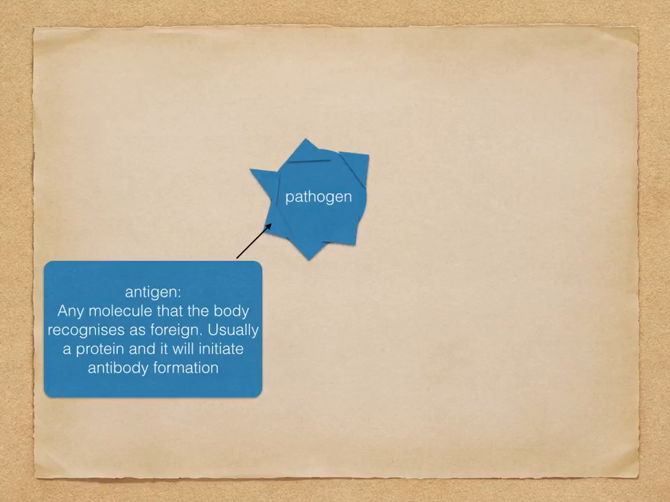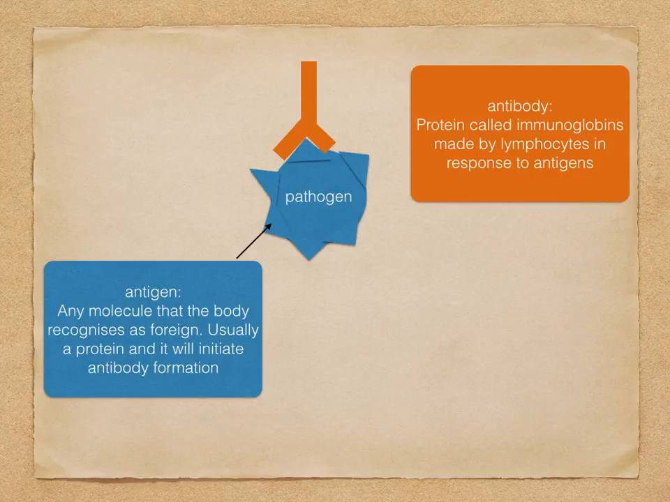Immunity is the ability of organisms to resist infection by protecting against disease-causing microorganisms that invade their bodies. So it involves the recognition of foreign material and the production of chemicals that help destroy it. So here you can see a pathogen, and on the surface of the pathogen are little proteins called antigens. So any molecule that the body recognizes as foreign, it's usually a protein, will initiate antibody formation. So this is called an antigen.